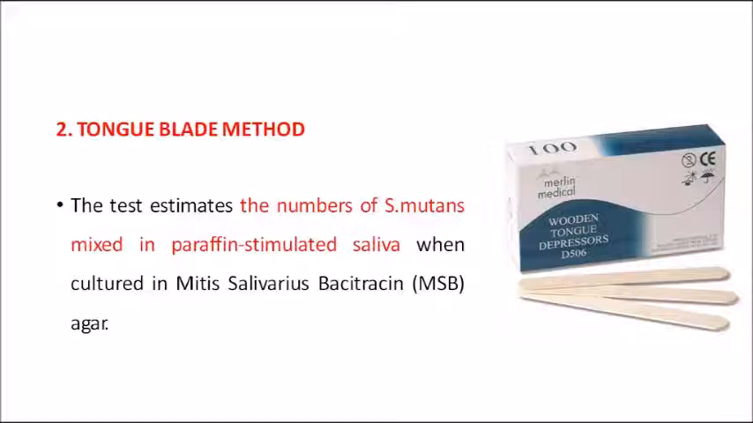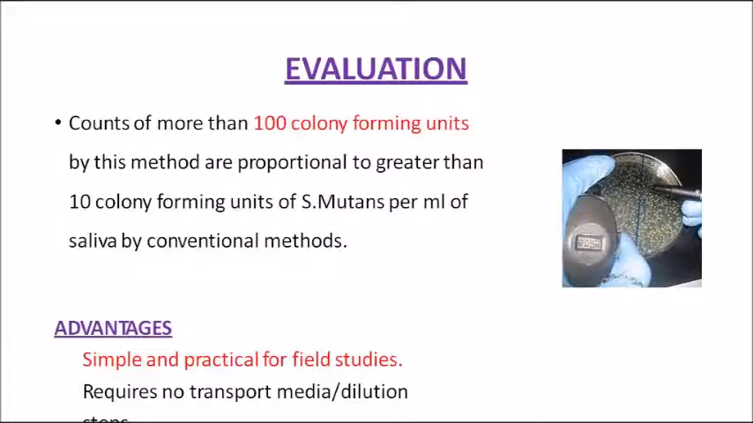Okay, so it measures the S mutants mixed in a paraffin stimulated saliva. We are culturing it on Mitis salivarius bacitracin agar, that is MSB agar. That is the tongue blade method.